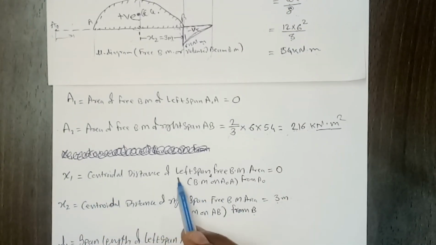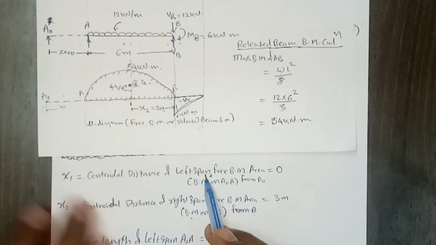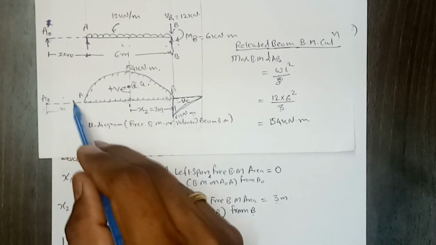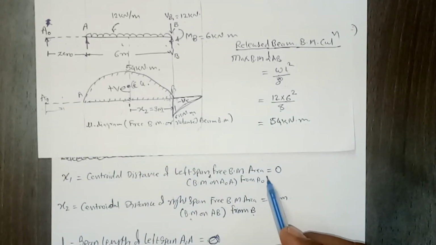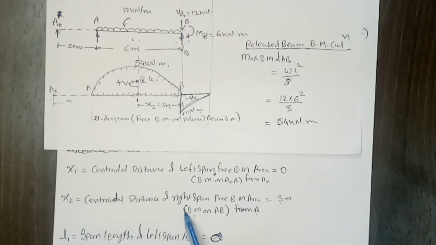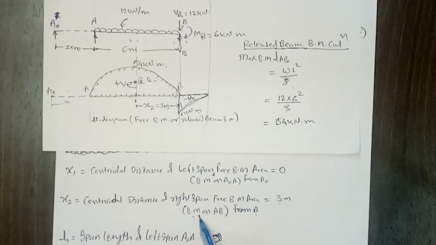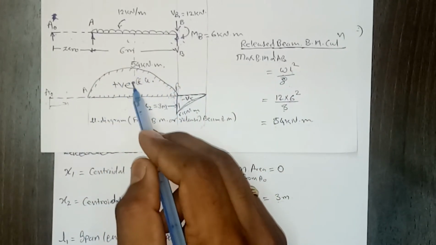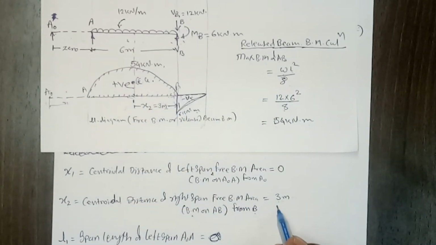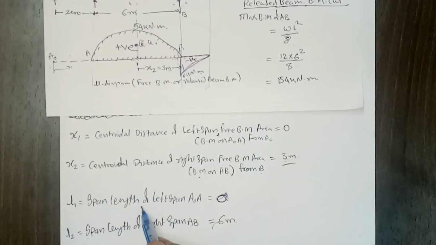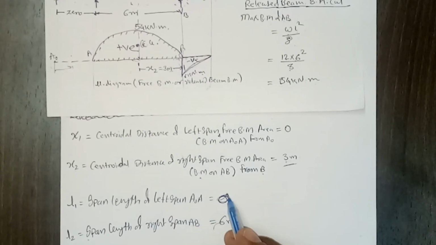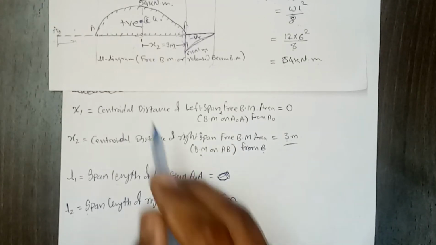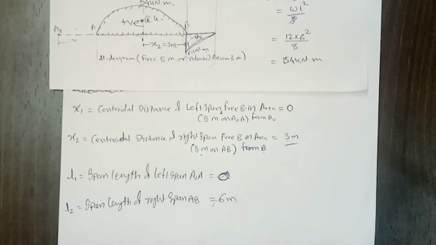Then x1 is the centroidal distance of the left span free bending moment area. For the left span there is no bending moment diagram, so x1 will be 0, and x2 is the centroidal distance of the right span free bending moment diagram area. So for the right span, since it is a symmetric figure, the CG will be at the mid span, which is 3 meter. L1 is the length of the left span AA0, which we are saying is 0, and then L2 is the span length of the right span AB, so it is 6 meter.